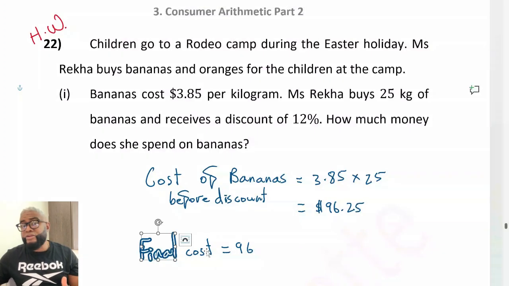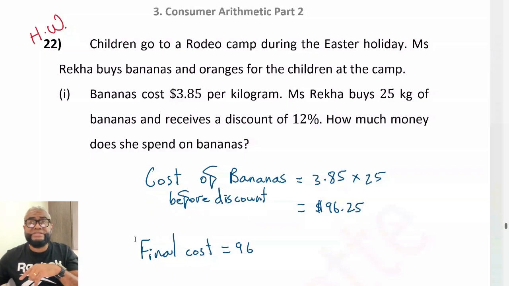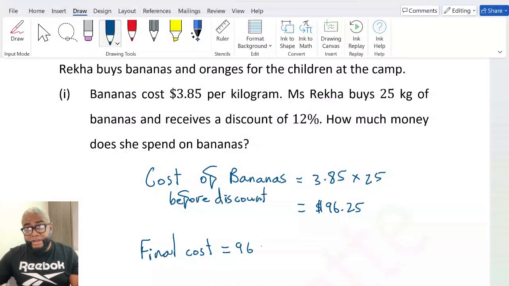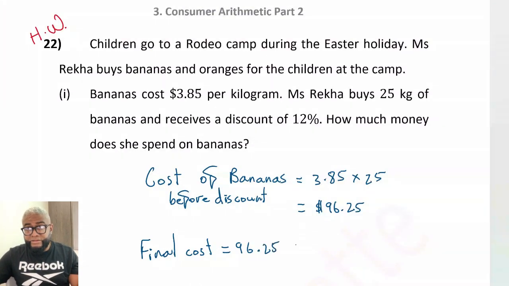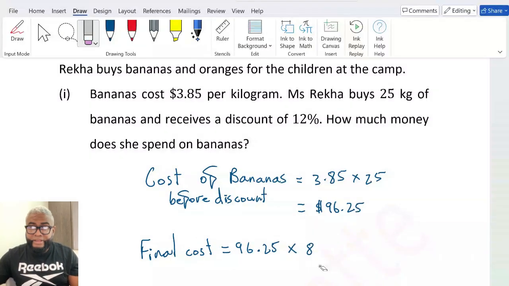Just 12%. Or you could just multiply by 88%, right? Not 86, 88. If you multiply by 88%, you will get the answer, because when you multiply by 88%, it already minuses the 12%. Or you could just find 12% and minus it, right? But let me use the 88%. So multiply by 88%.